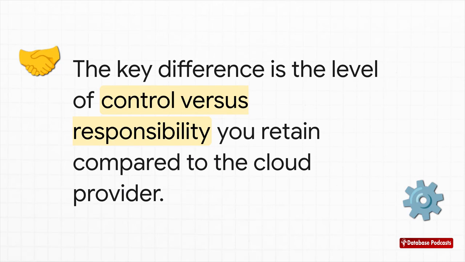So the key takeaway here is this trade-off. With IaaS, you get the most control, but you also have the most work to do. With SaaS, you have the least control, but also the least to worry about. Choosing the right one really just depends on what your team needs to build and how much of that underlying tech stack you actually want to manage yourselves.